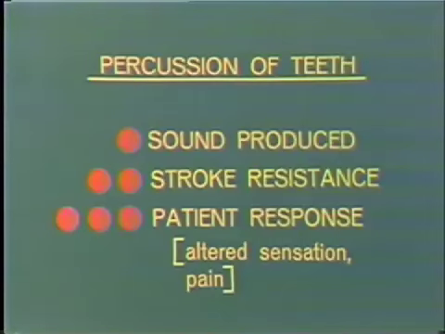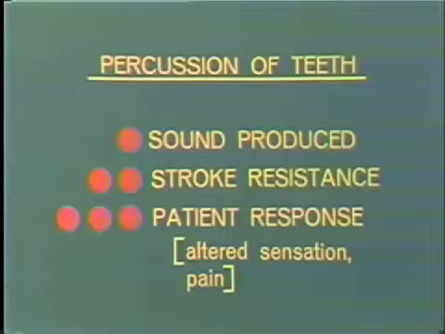This tells us something about the supporting structure of the tooth and the relationship of the tooth to the surrounding bone. The resistance of the tooth to the stroke of the probe again tells us something about the supporting tissues surrounding the tooth. The response of the patient, that is, whether there is altered sensation or pain as a result of the percussion, also tells us about the state of the periodontal membrane and the surrounding supporting structures.